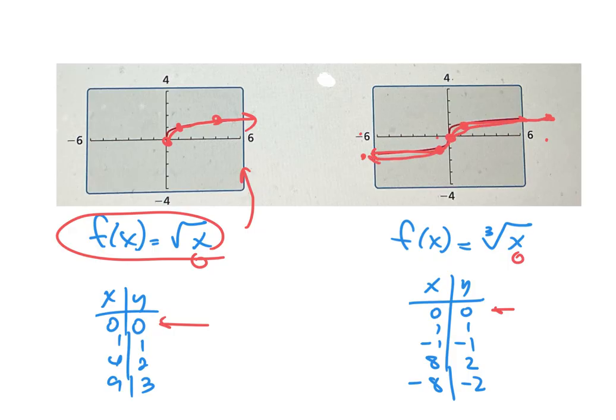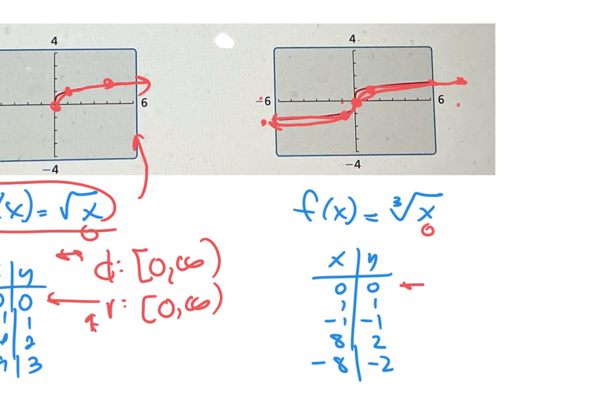Now, let's go back to the first one. Let's go domain and range real quick. Remember, domain is how far left and right this graph's going. The domain for the square root goes from 0 to forever. The range of the square root also starts at 0 and goes up forever. Remember, domain is how far left and right it goes. Range is how far up and down it goes.